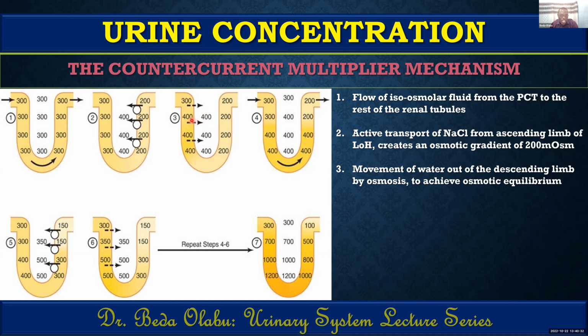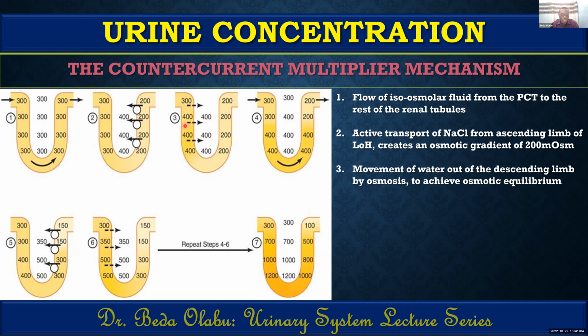And because of that movement of water, we are going to have increased osmolarity of the fluid within the descending limb of the loop of Henle. So through osmosis, water moves from the descending limb of the loop of Henle and makes the filtrate within there to be of higher osmolarity, to bring the fluid there into equilibrium with the fluid here.